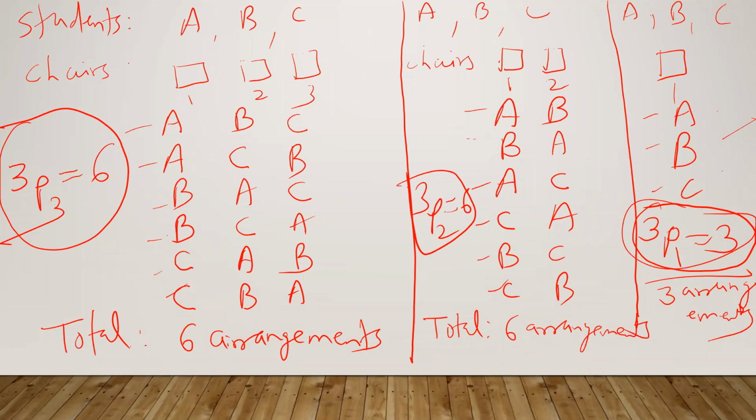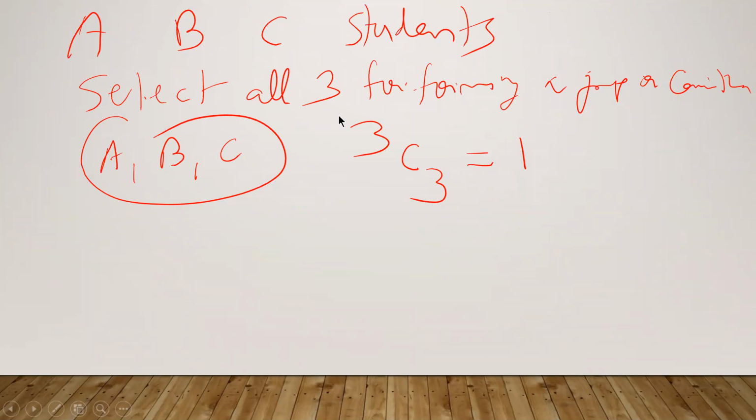So I hope you have understood. 3P3 was giving you 6 arrangements, but in combination there will be only one. See, you call ABC or ACB or BAC, they are in fact one group only. Let us see now 3C2. The first one was selecting 3.